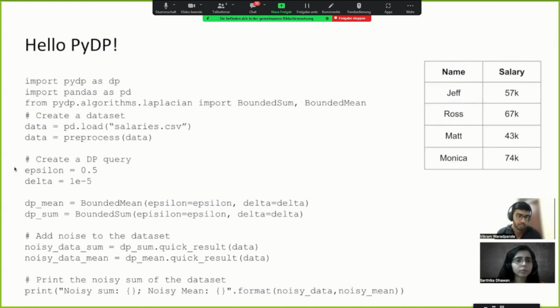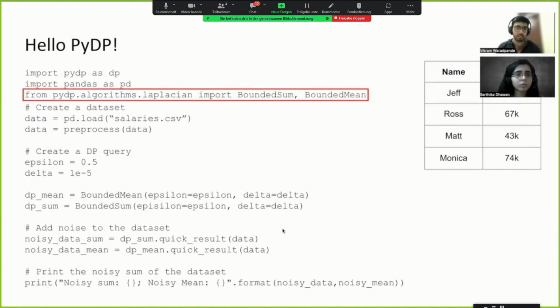So the next few lines are basically where we define the epsilon and delta values. As we discussed, we have not picked these values based on some analysis. We have used random values for now just to demonstrate. And now you might notice that we also have some imports, for example, this. There's a submodule called Laplacian from which we have imported two algorithms called bounded sum and bounded mean, which we discussed in the previous slide.